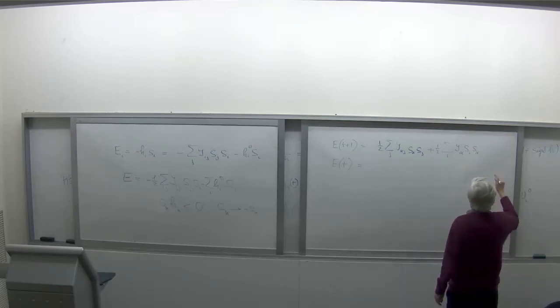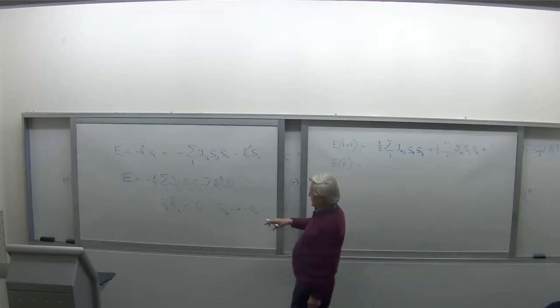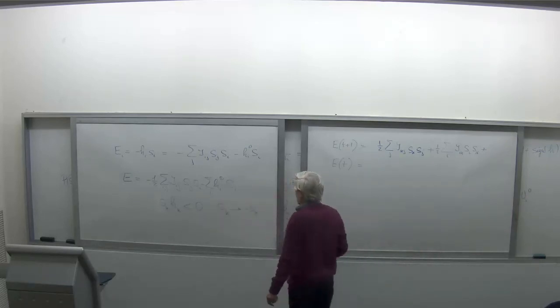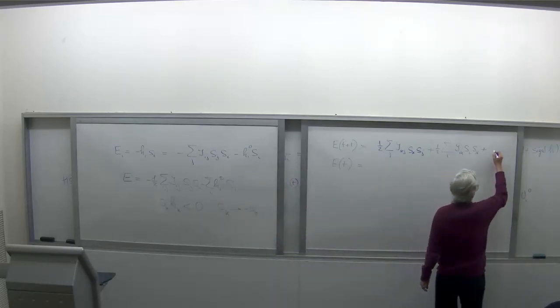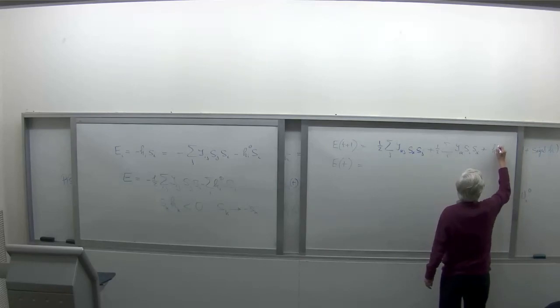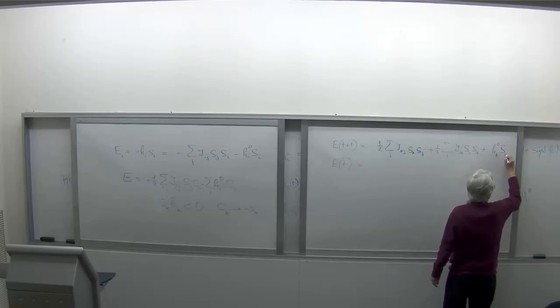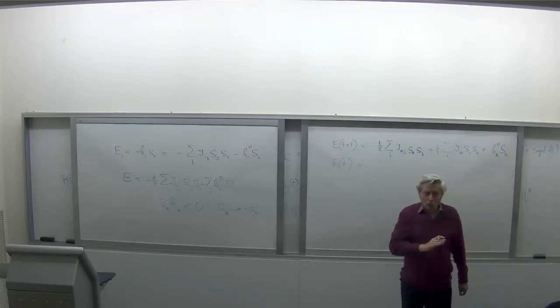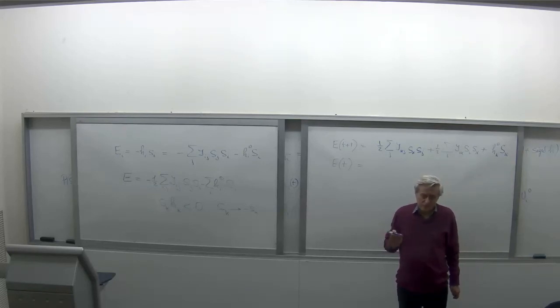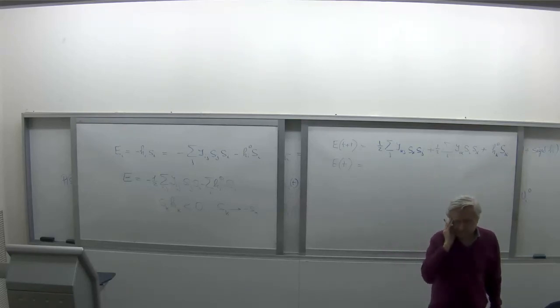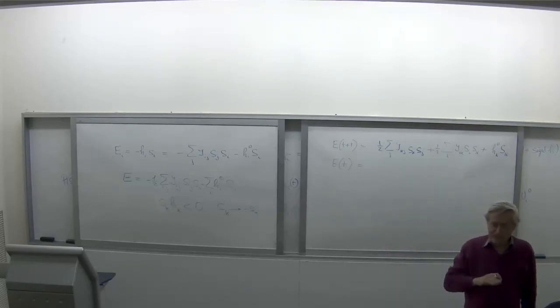And then there is this term, and this will be plus h_k^0 s_k. And then there are all the other terms, which you keep in mind that there are, where neither i nor j is equal to k, and they do not change.